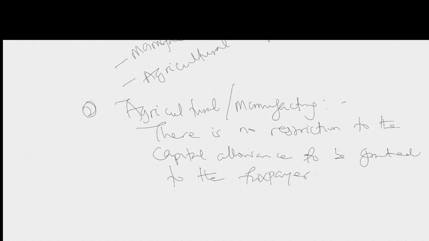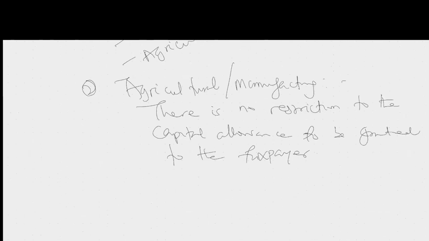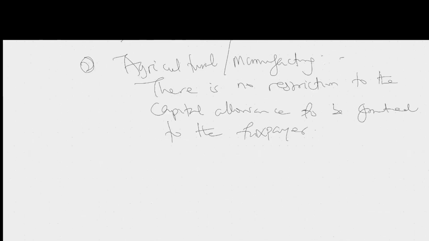Why is government doing this? Government is doing it to encourage investment in agricultural businesses and manufacturing businesses. Okay, so that is that. So any asset they acquire, if they need to claim capital allowance, they can claim capital allowance to the fullest without any restriction. So that is the implication of that. So let's go.